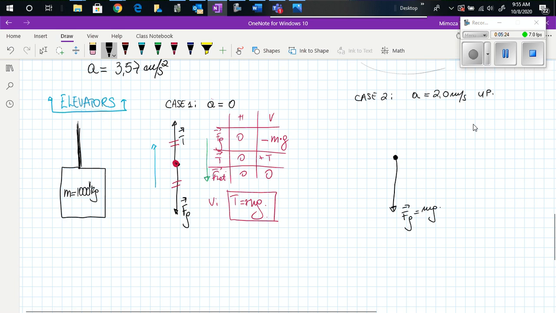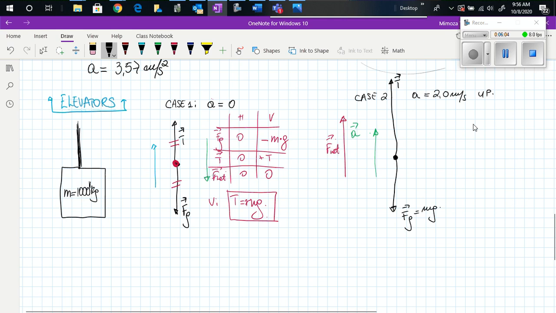However, since we now have an acceleration that is going up, that means the net force will also be going up, based on Newton's second law. We said that net force is equal to mass times acceleration. So when we draw the free body diagram in this situation, the tension that the string experiences will be higher than the force of gravity.